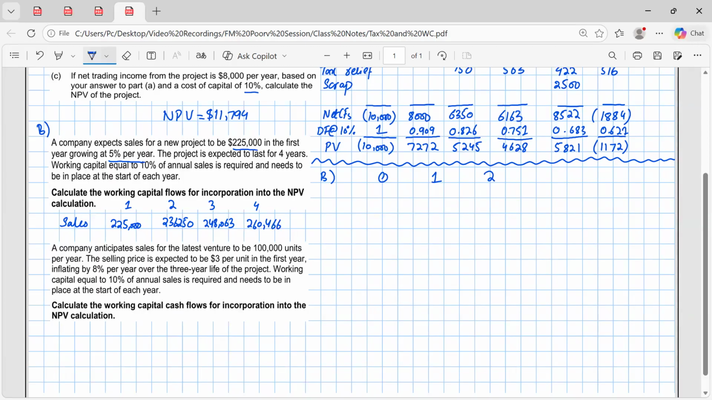Now let's do the working for the working capital. Working capital required each year is 10%. So for year one, the working capital is 10% of the sales, right? So 225,000 times 10%, how much will it be? 22,500.